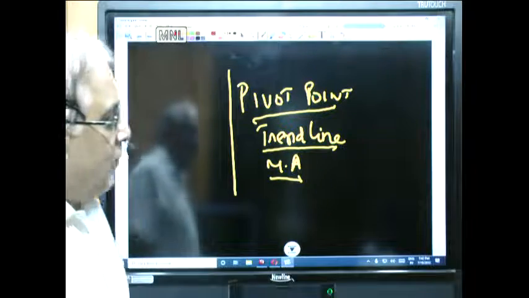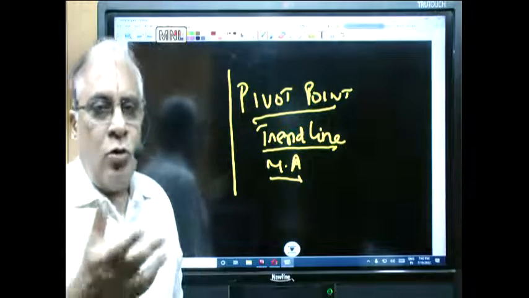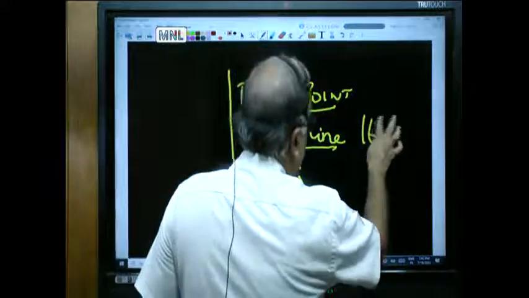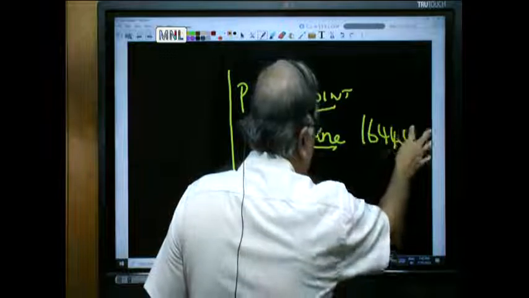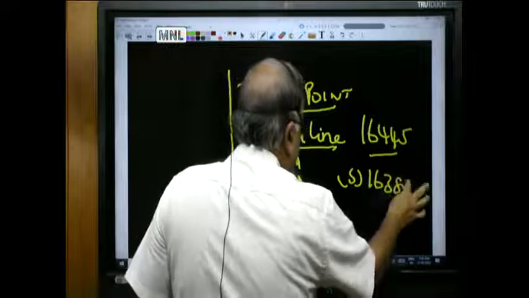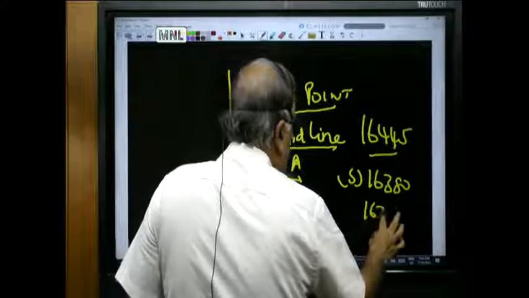Now, with the help of the trend line only, we have identified that tomorrow, if at all Nifty rallies continuously, 16,445 is likely to be a resistance area. First support can come at 16,380, then 16,325.